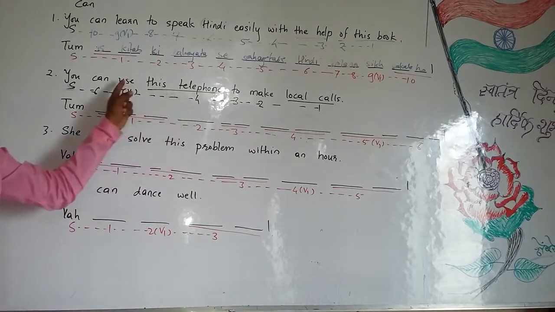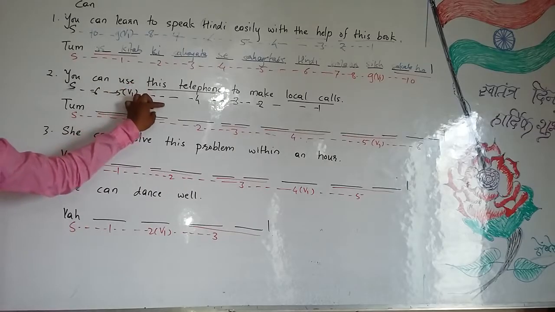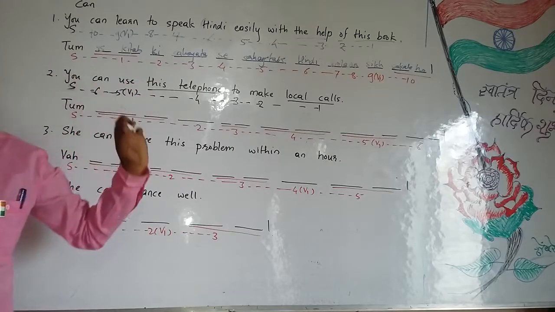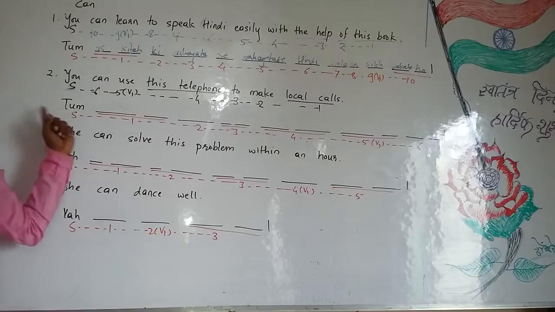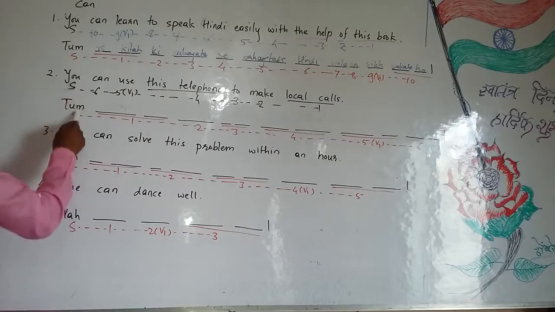Now pause the video and try to speak this sentence in Hindi 5 to 6 times. After that, we will learn here this sentence by writing. The subject of the sentence is you. The Hindi word for you is tum.